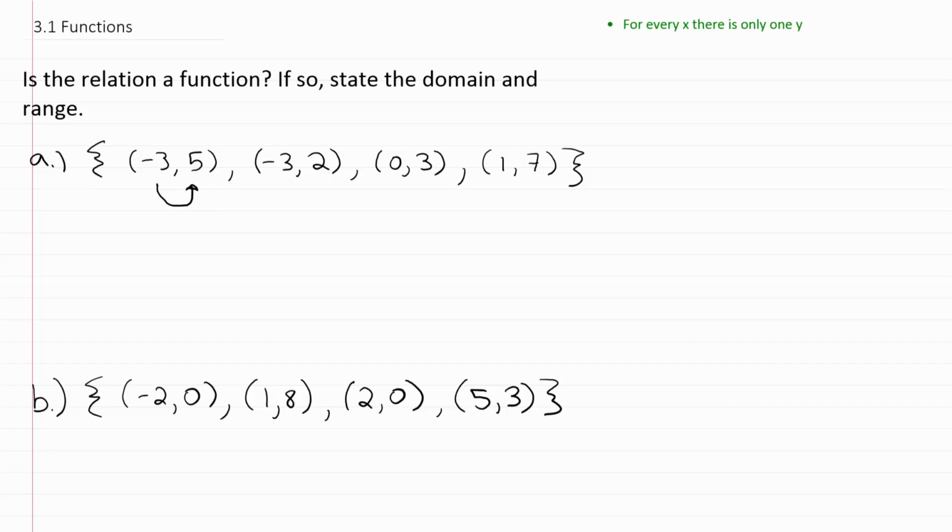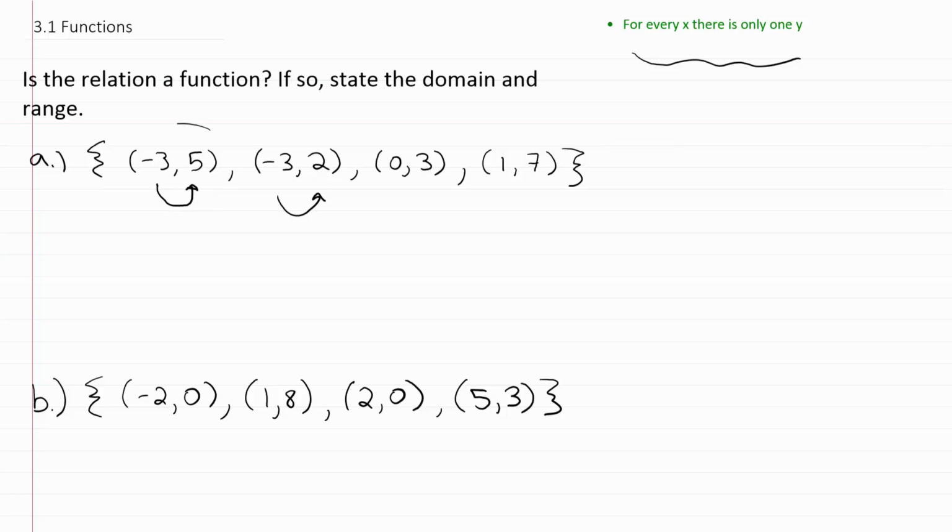5. For a function, it's true that for every x, there is only one y. That's very important. That means if you have x equals -3, and that leads to 5 for y, that means for every point that has -3, the y-coordinate must always be 5. It is not possible to have -3 lead to 2. If that happens, it means that the relation is not a function.